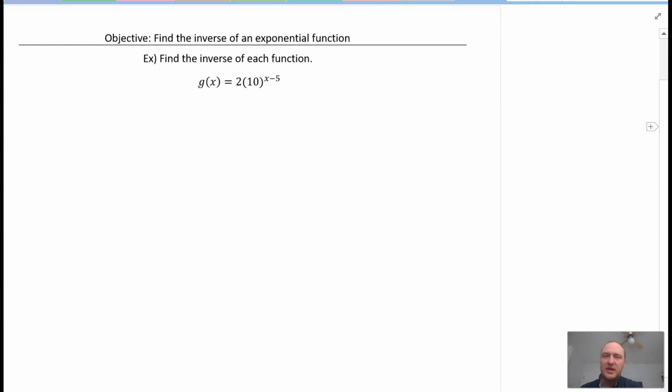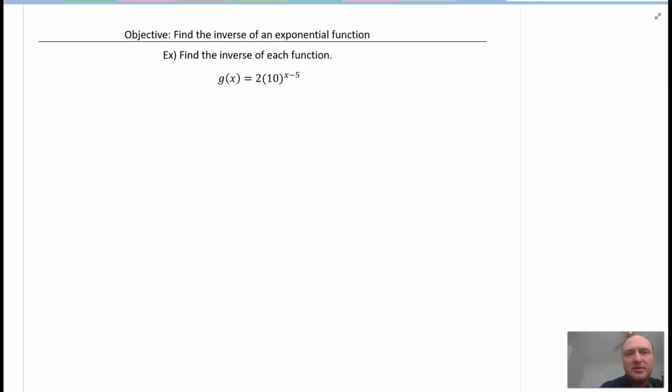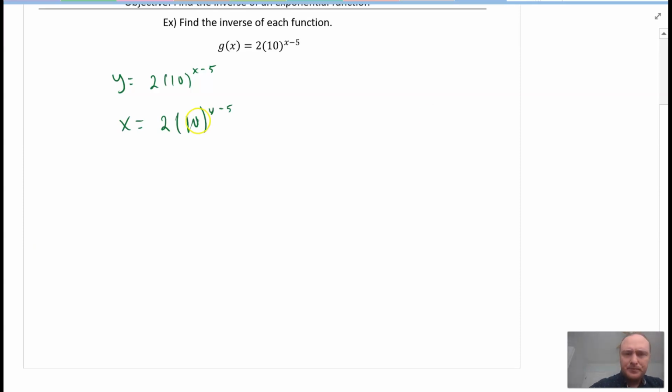Example 2: g of x is equal to 2 times 10 to the power of x minus 5. So, okay, I'll go ahead and switch to y from function notation, then I'll switch x and y. x is equal to 2 times 10 to the power of y minus 5. People often ask, can I just go straight to x equals 2 times 10 to the power of y minus 5? Can I just do that in one step? Yes, sure you can, but be careful not to make mistakes.